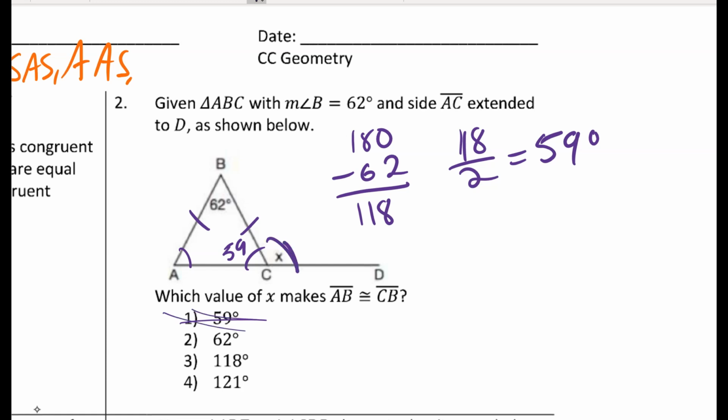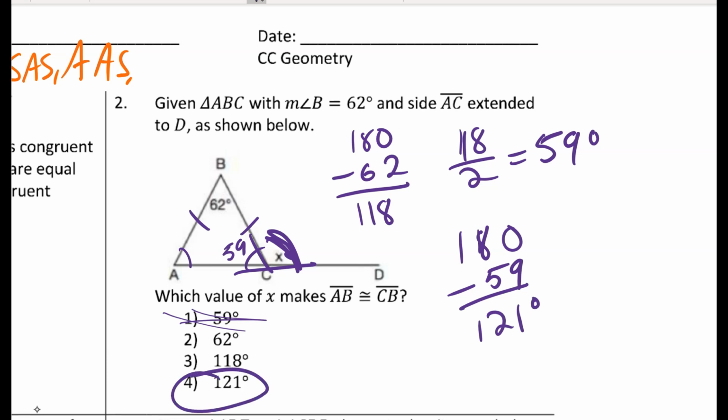Now don't get too excited here even though you see it as an answer choice. We are looking for the supplement to that 59 degrees right there, right? Because that's a linear pair. Those are two angles that lie on a line. So if I take 180, subtract 59, I end up with 121 as that obtuse angle there.